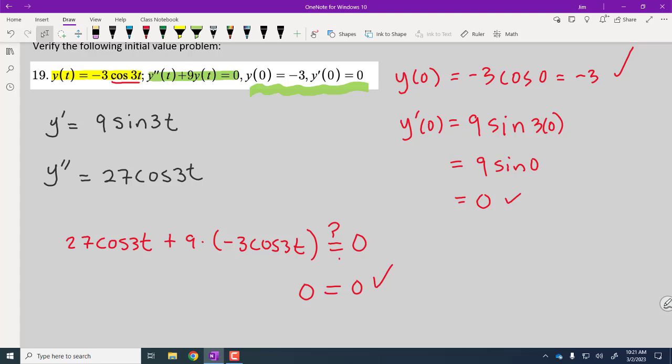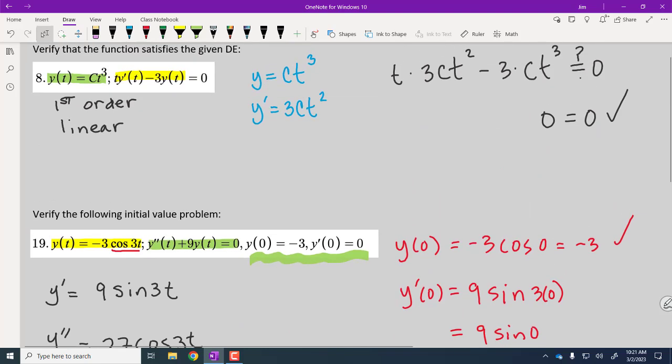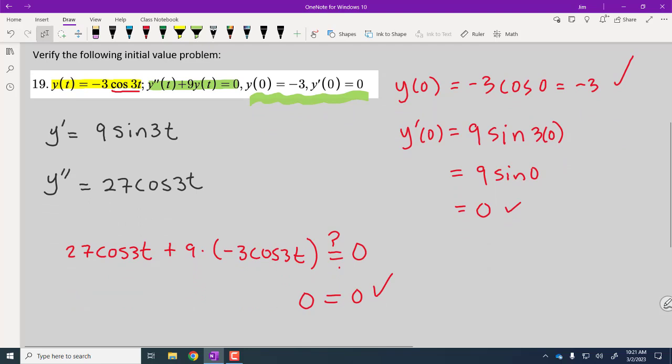So in the first one, we were only given a differential equation to check. We only had to do the checking of the equation because they gave us a general solution. Here, they're giving us a specific solution. They've told us that the constants have been resolved here. So we have two things to check: the equation, and we have to make sure that those initial conditions are valid. So nothing too complicated at this point.